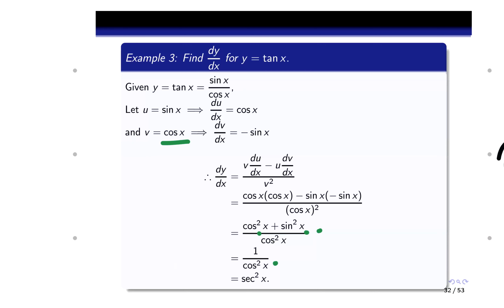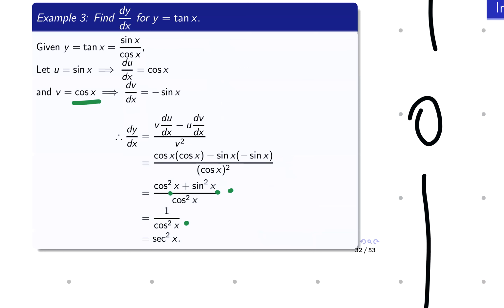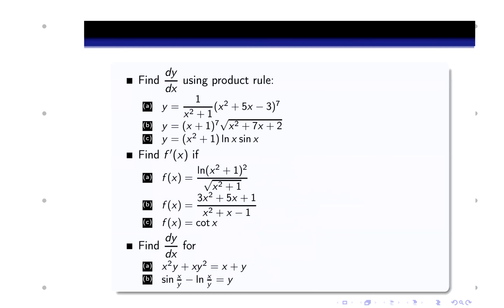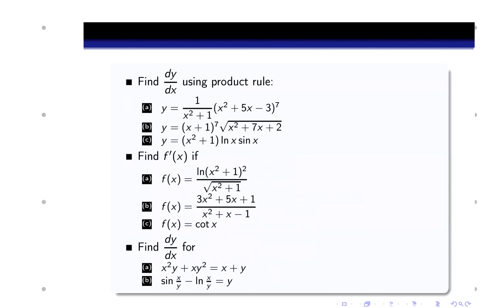But as usual, I have exercises for you to play with to test your strength. And here they come. Find dy/dx using product rule for these three. And then, of course, this will require you to use quotient rule. You can see cot x waiting for you there. You can use quotient rule right there. The last one is about implicit function, which I'm going to take in the next video.